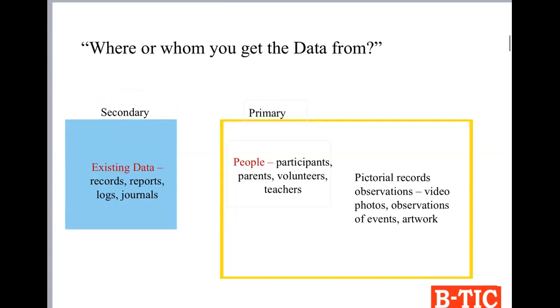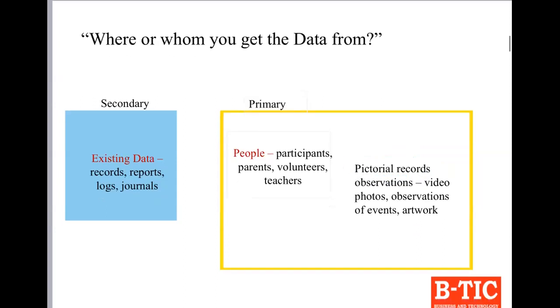The primary is about this. You get it from the people, from the participants, from the volunteers, from the parents, from the teachers, from the customers, from the employees, from the patients, whatever you want to know, you directly collect that from the people. That is primary. Or otherwise, you can do it this way as well. Some pictorial reports. If you have some pictures of some incident and you get some data from that, that is primary. You are collecting it. And you can do some observation on videos, photographs, on some events, some artworks. These are all primary because looking at that, you are collecting it immediately, then and there, whenever you wanted to study something.